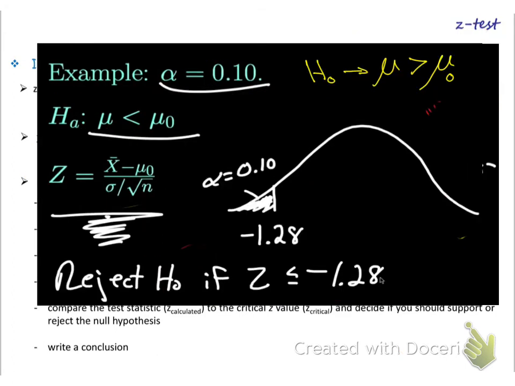So in this example, we have taken alpha as 0.1, okay? My null hypothesis will be mu is greater than mu naught, so my alternative will be the opposite one. My alternative hypothesis will be mu is less than mu naught. This means that if mu naught is here, mu will be less than it, so it will be to the left, okay?